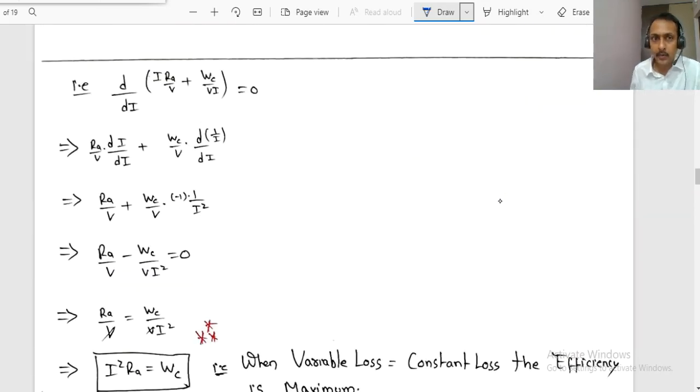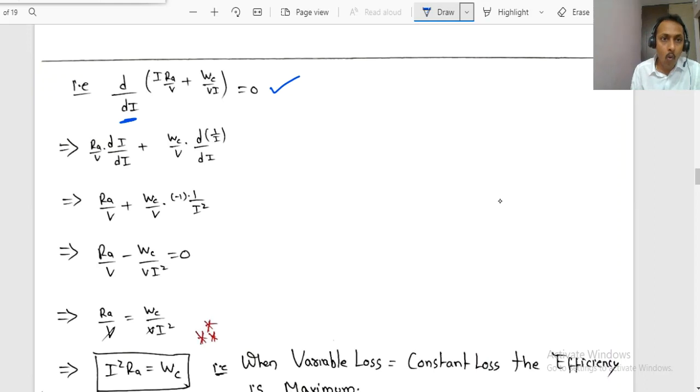In order for that to be minimum, mathematically we have to take the first derivative and make it equal to 0. Then you will get the condition for maximum or minimum values. Take the first derivative of that denominator part and make it equal to 0. Derivative with respect to what? With respect to the change in current, dI. So the derivative of I RA by V plus omega C by VI is to be made equal to 0. Then we will get the condition for efficiency, right?